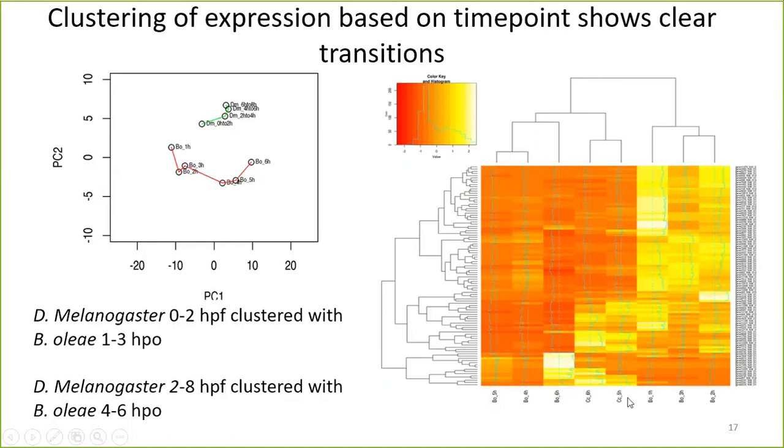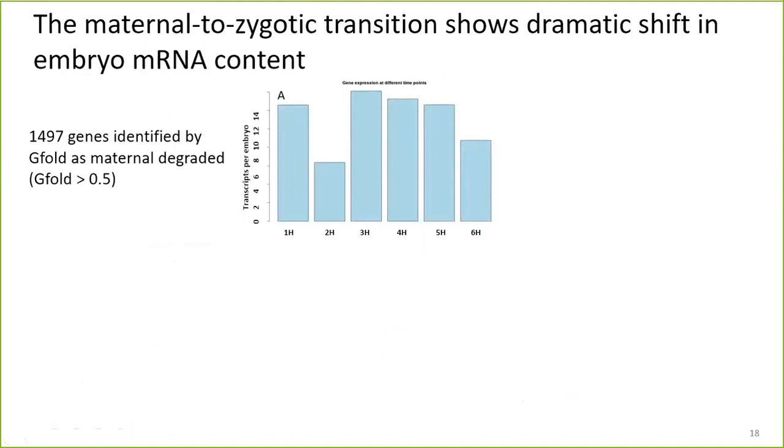Okay, so now trying to look at really what's happening during this maternal to zygotic transition that we think is happening between the first, second, and third hour time points, what we did was to perform a differential gene expression analysis, and we used a tool called GIFOLD, which is adapted to the work that we are doing, and we identified 1,497 genes that were downregulated between the 1 hour and the 2 hour time points. And the idea was to identify the expression profiles of these genes. And I will explain why in a minute.